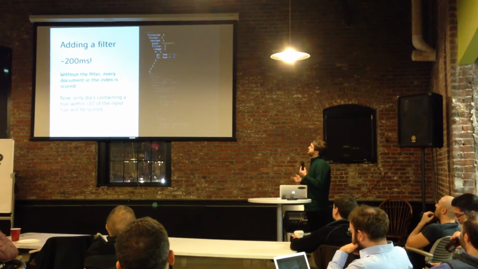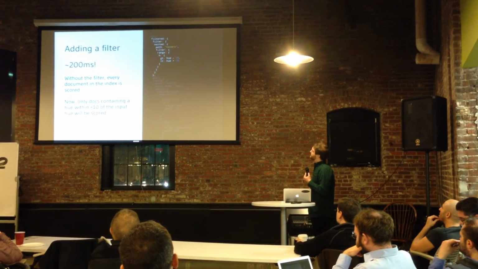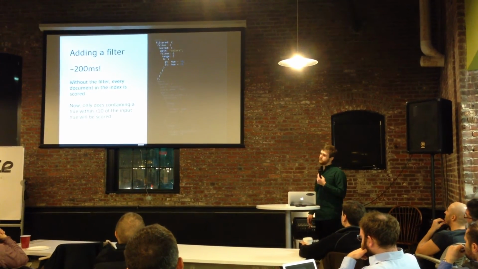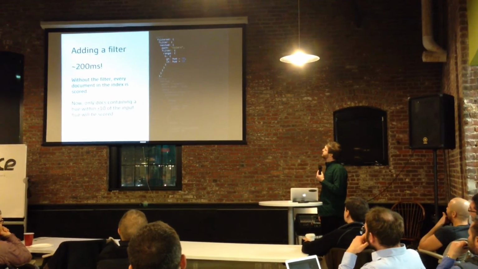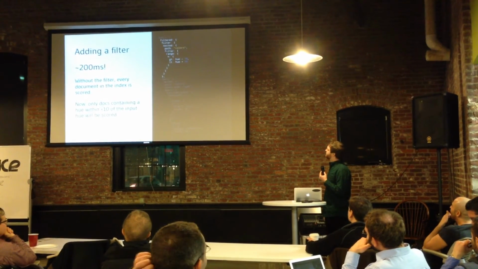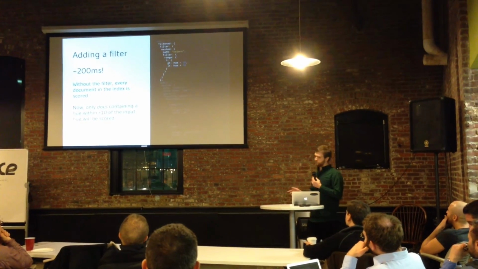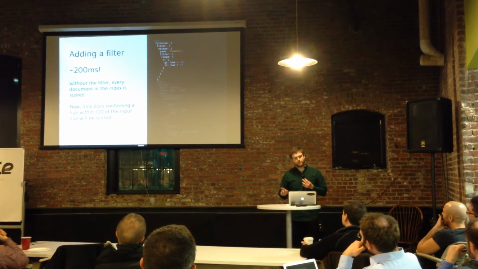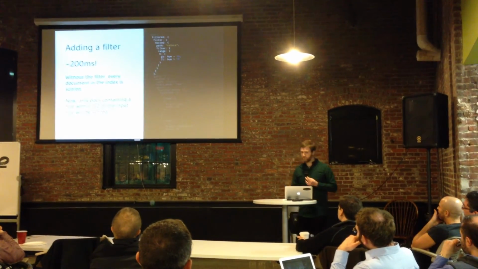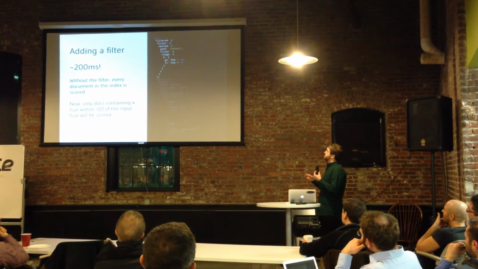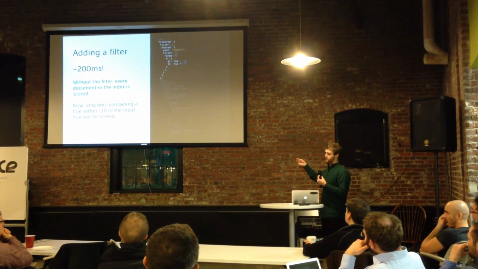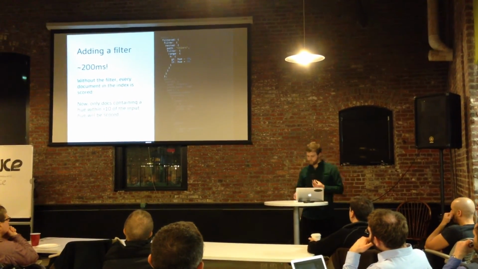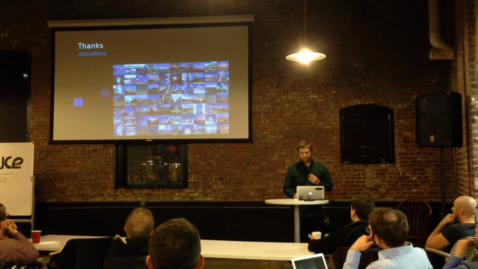So last but not least, the filter. I probably should have started with this. Really sped things up. It accounts about 12% of that. So only images containing a color within that certain hue range will be scored. And that is it.